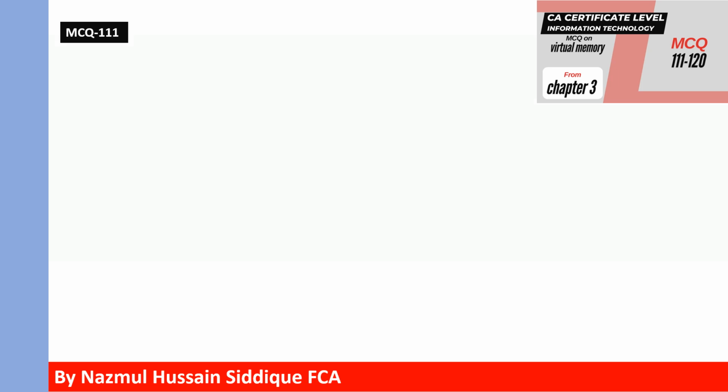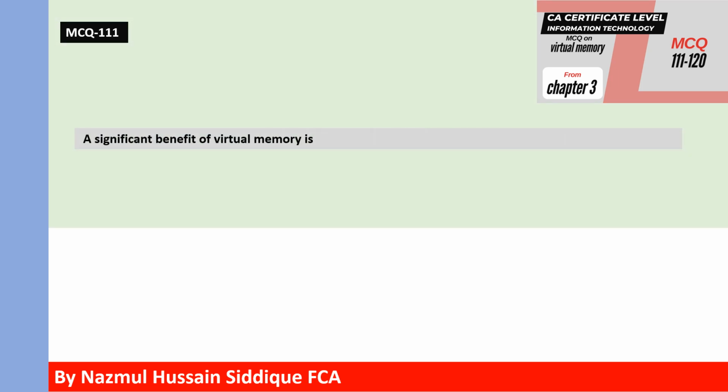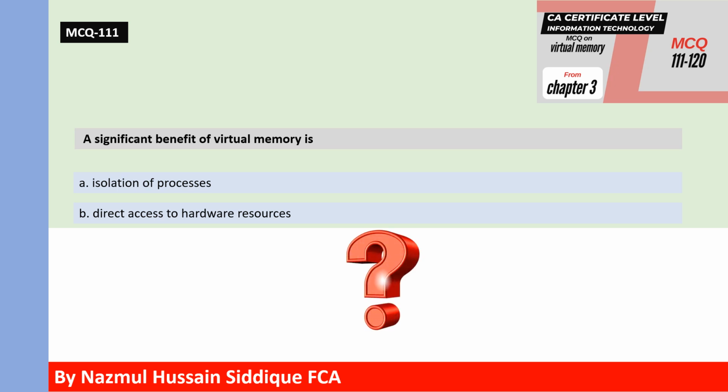Question 111. A significant benefit of virtual memory is isolation of processes or direct access to hardware resources. Which one is the correct answer? The correct answer is A. Isolation of processes is a significant benefit of virtual memory.